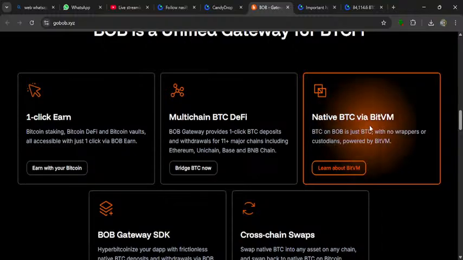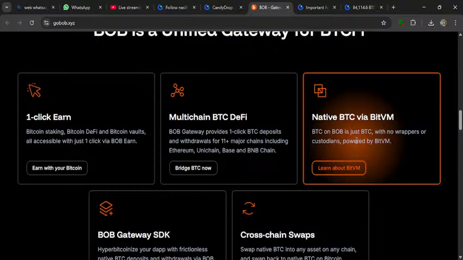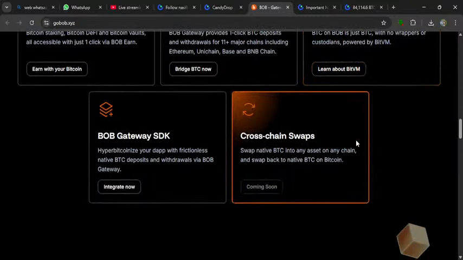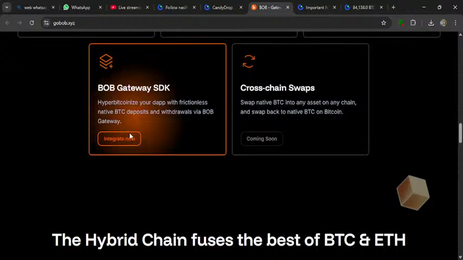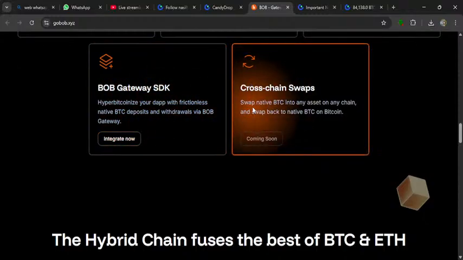And native BTC via BitVM: BTC on BOB is just BTC with no wrappers or custodians, powered by BitVM and BOB Gateway SDK. Hyperbitcoinized, you tap with frictionless native BTC deposits and withdrawals via BOB Gateway. And if you integrate now on this option, click this option and cross-chain swap native BTC into any asset on chain and swap back to native BTC on Bitcoin.